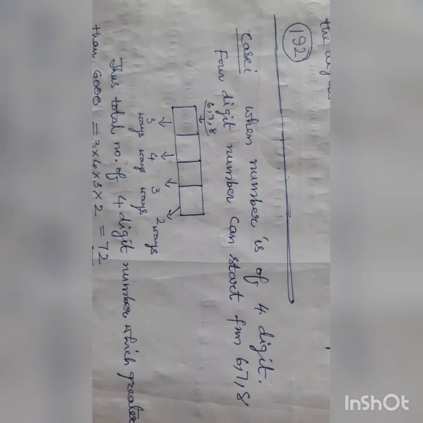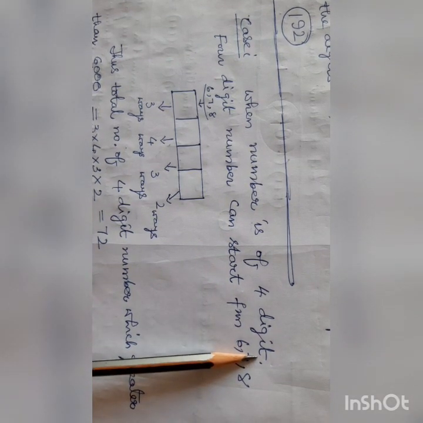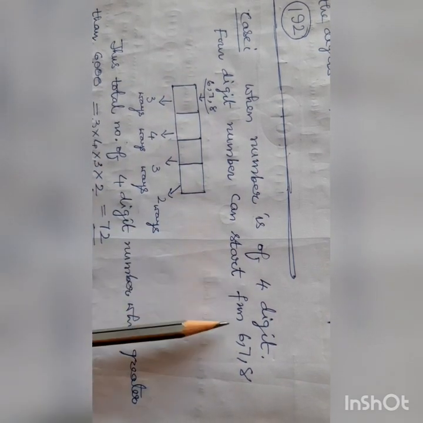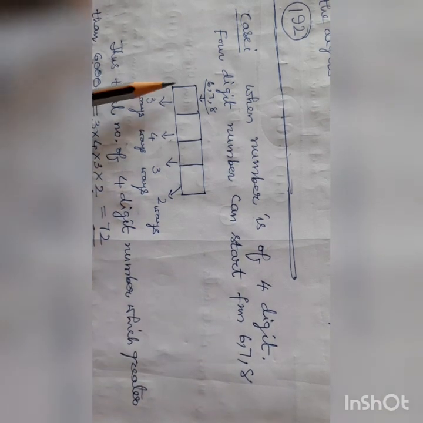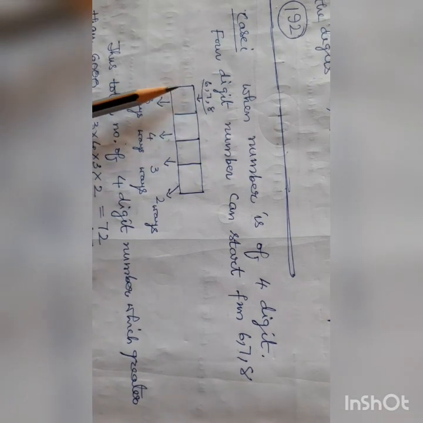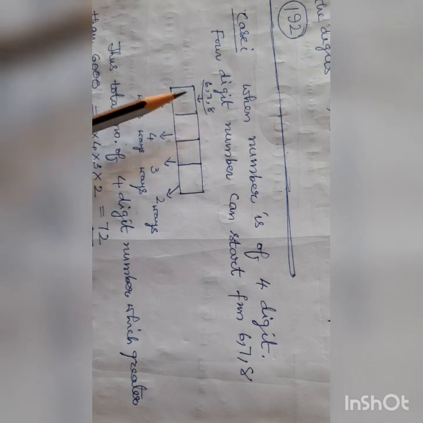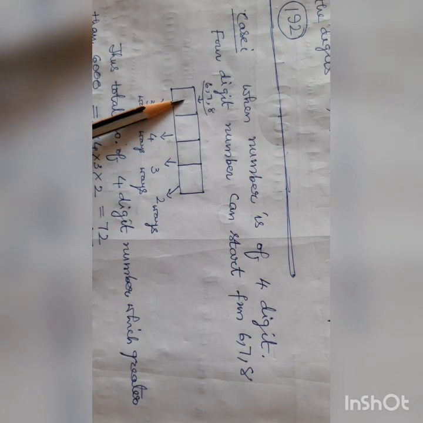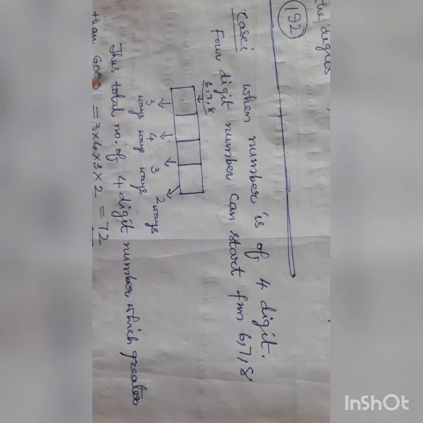Case 1. When the number is of 4 digits, 6,000 means 4 digits. A 4 digit number can start from 6, 7, 8, because greater than 6,000, no. 6 you can write here, or else 7, or else 8. Then only a number greater than 6,000 will come. So how many ways? 1, 2, 3. 3 ways.